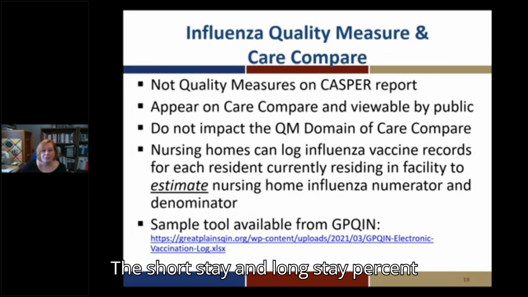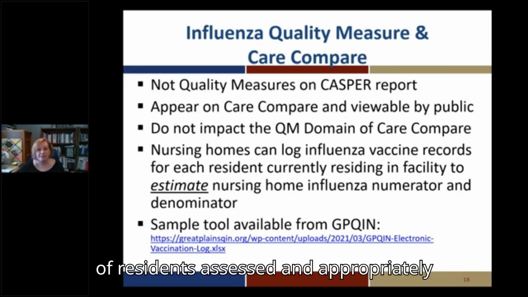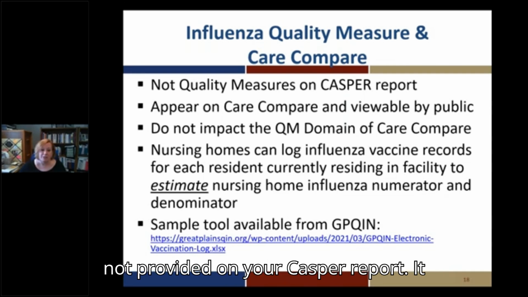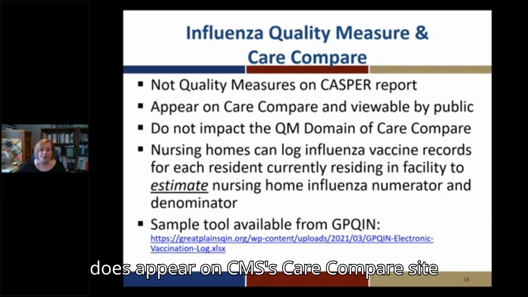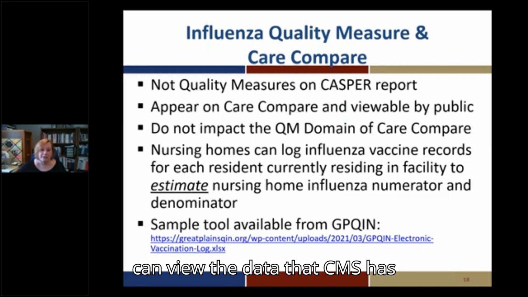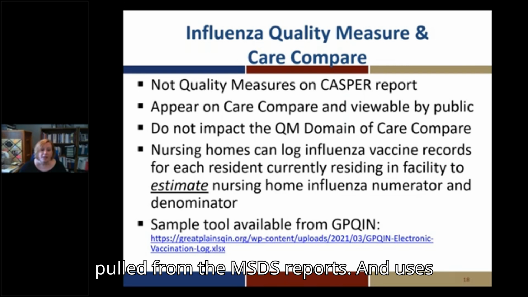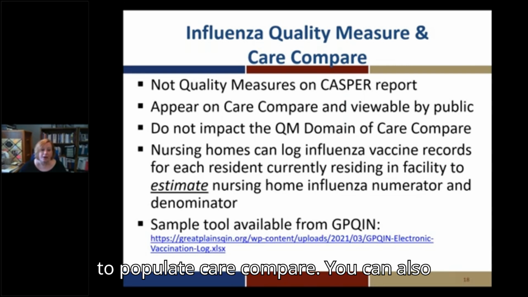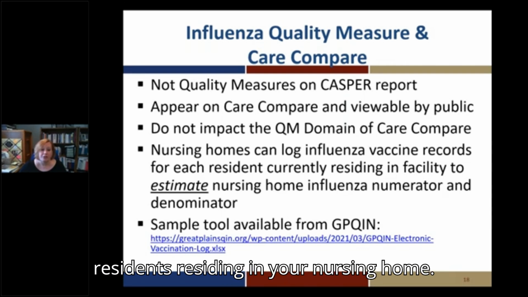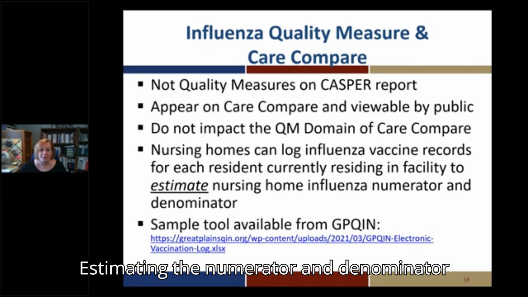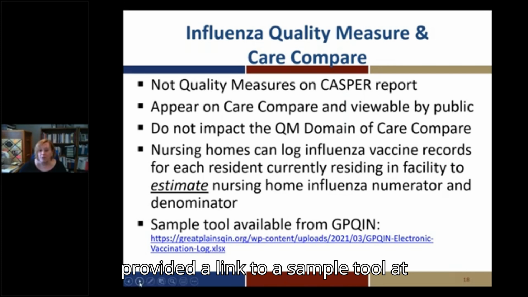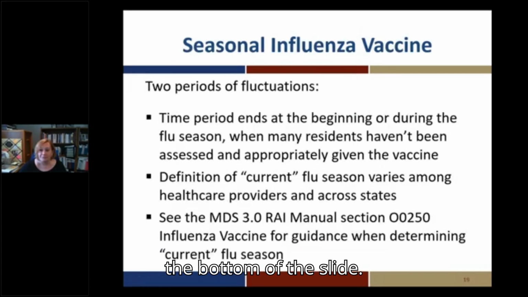The short stay and long stay percent of residents assessed and appropriately given the seasonal influenza vaccine is not provided on your CASPER report. It does appear on CMS's Care Compare site and is viewable by the public. You can view the data that CMS has pulled from the MDS reports and uses to populate Care Compare. You can also keep a log of immunization status of residents residing in your nursing home, estimating the numerator and denominator to stay on top of this QM. We've provided a link to a sample tool at the bottom of this slide.